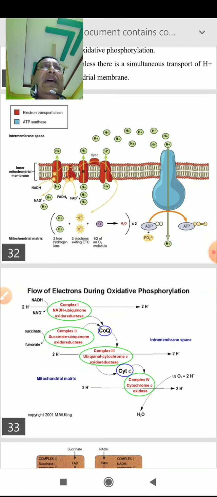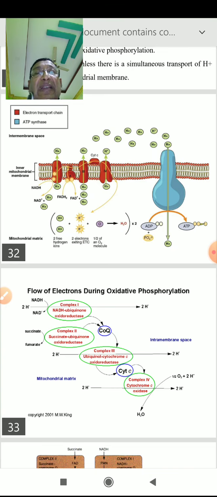Then, already in the headpiece of this F1 particle, there is ADP, inorganic phosphate also there, and one enzyme known as ATP synthase. So ATP synthase, or ATP synthetase, is the enzyme which is present in the headpiece of the F1 particle. Now, when this hydrogen proton enters the proton channel, then ATP synthase will be activated.